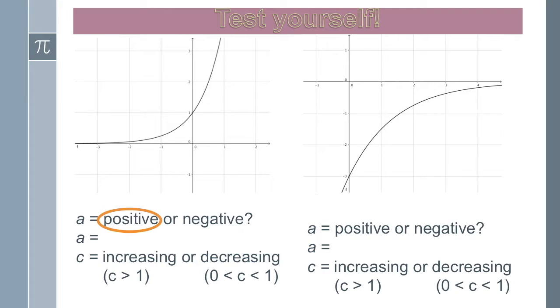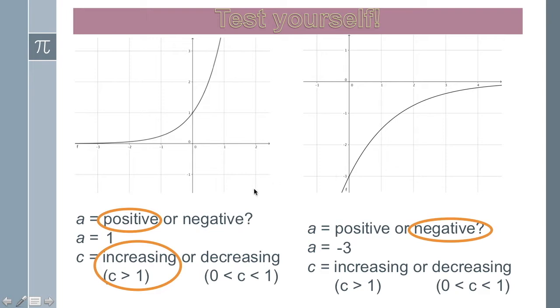In the first case, a is positive because we are above the x-axis. And in this case, we can tell that it's 1 because it's crossing 1 on the y-axis. And if we go from left to right, we can assume and agree that the function is increasing. So c must be greater than 1. The second graph is below the x-axis. So a is definitely negative. And more specifically, it's negative 3 because we see where it crosses here at negative 3.